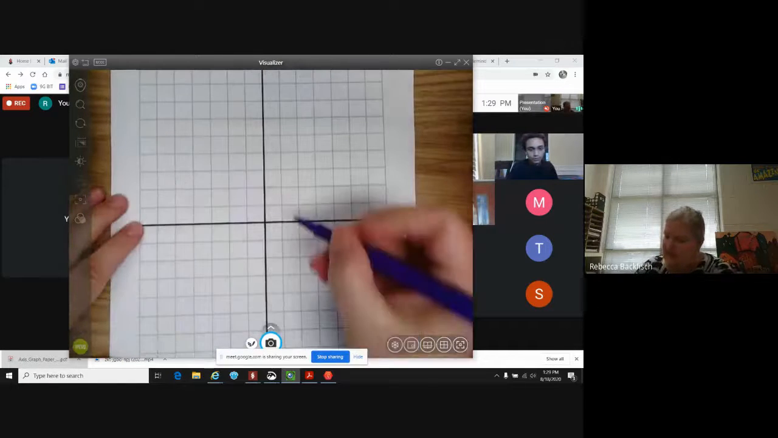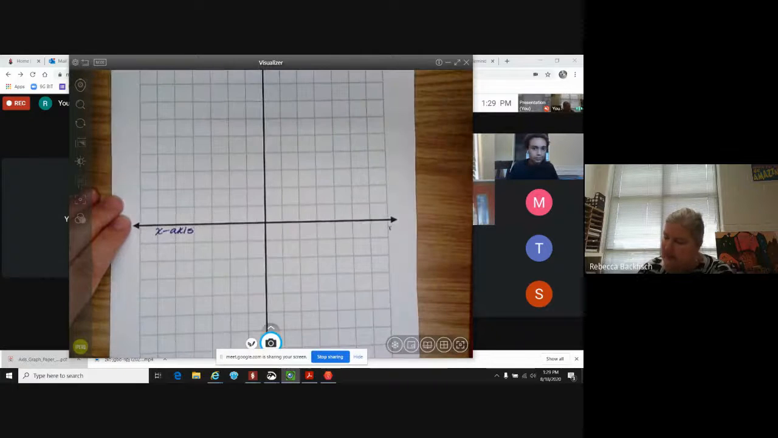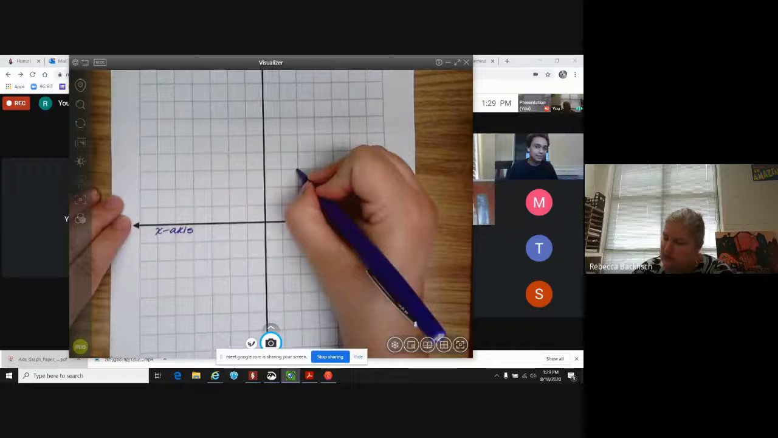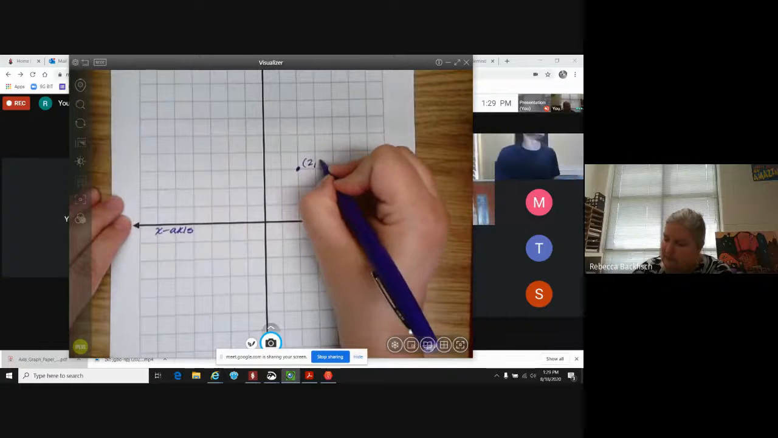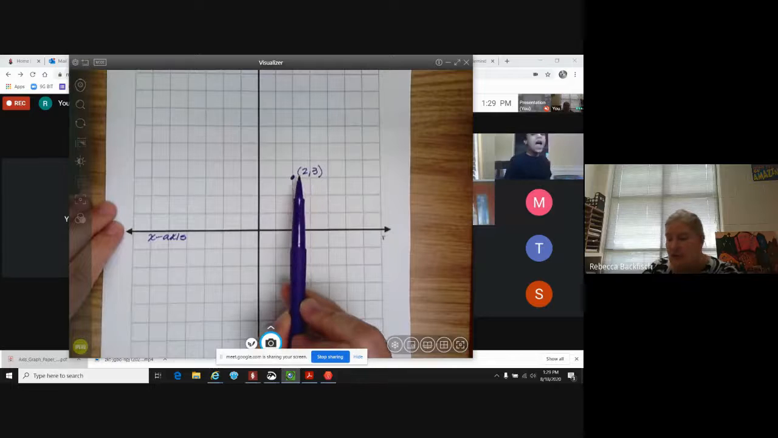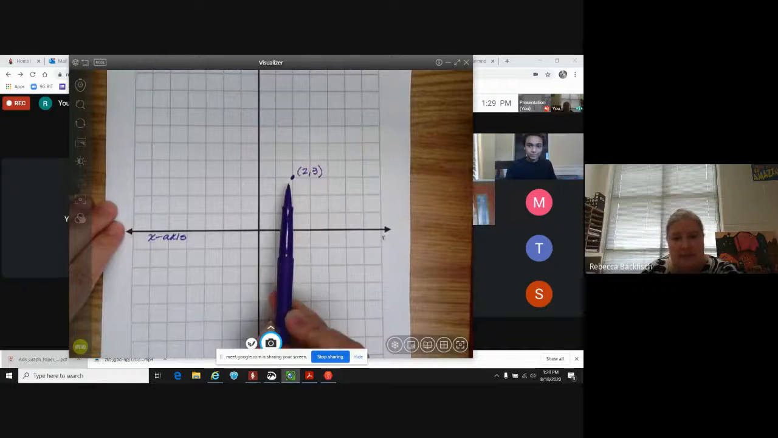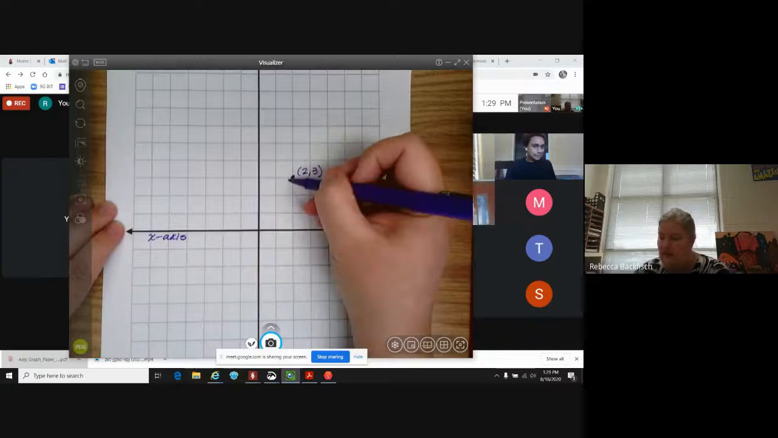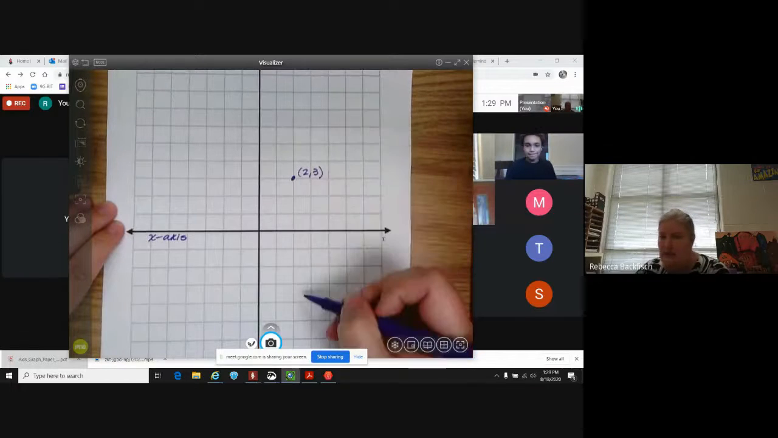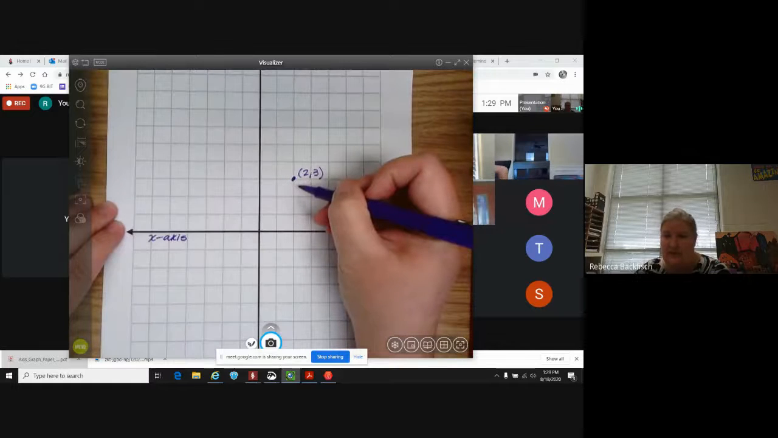Let's say that I'm reflecting across the x-axis. That's this one. And let's suppose my point was at 2, 3. Okay, one thing to remember about coordinates is those 2 numbers are giving me directions. They're telling me go 2 to the right and 3 up. Well, if I'm going over the x-axis, then I'm going to be moving up and down only. I'm not going to be moving to the left and right at all. I'm going up and down.